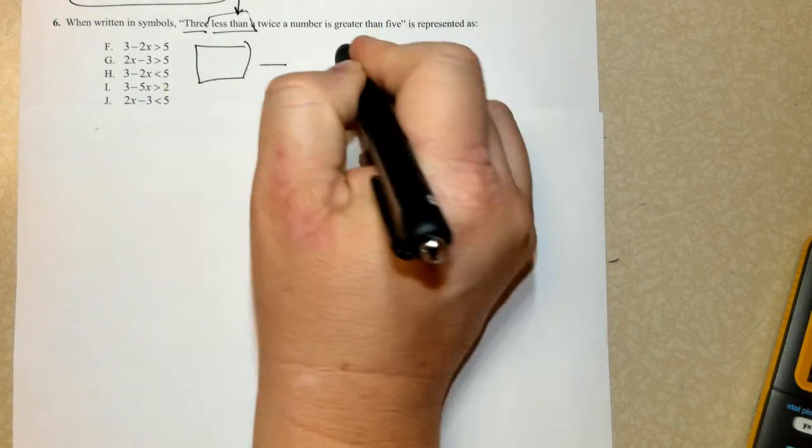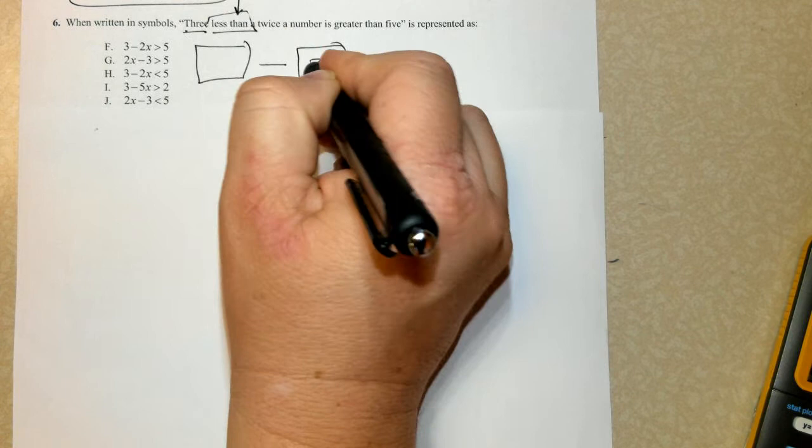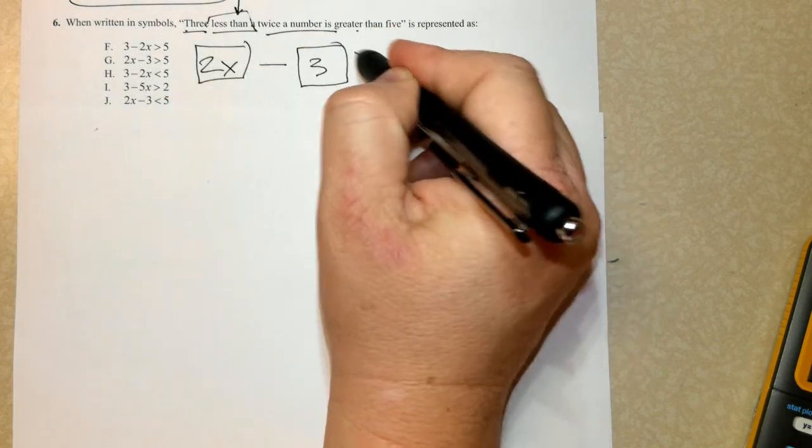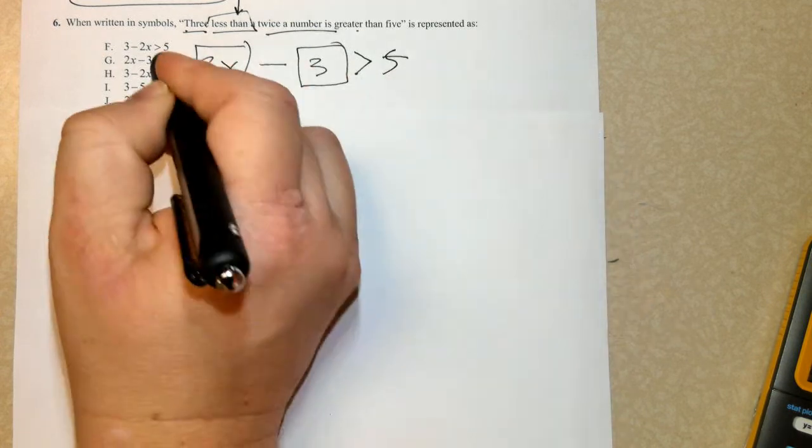What do you mean by flip the order? Well, 3 came in front of it, but now it goes in back. Twice a number came behind, but now it goes in front. Greater than is like this, and 5. Correct answer.